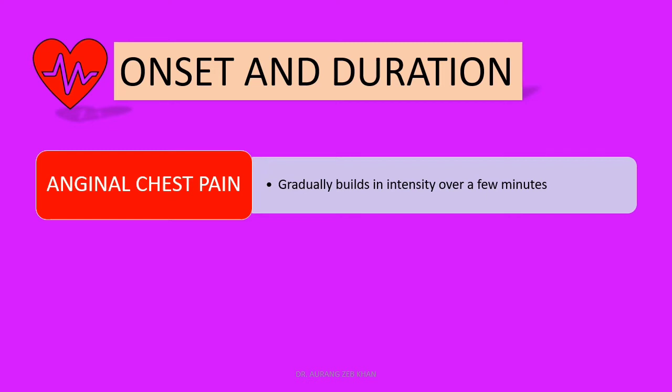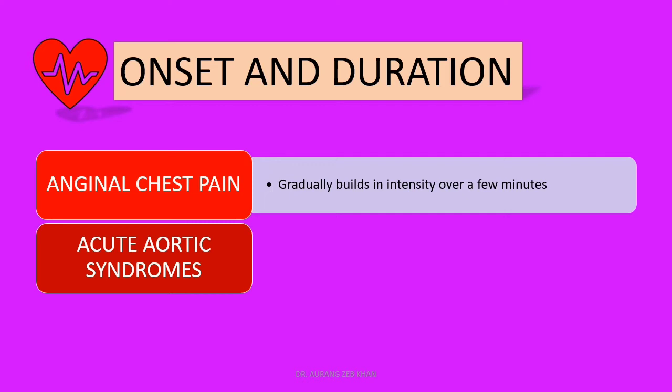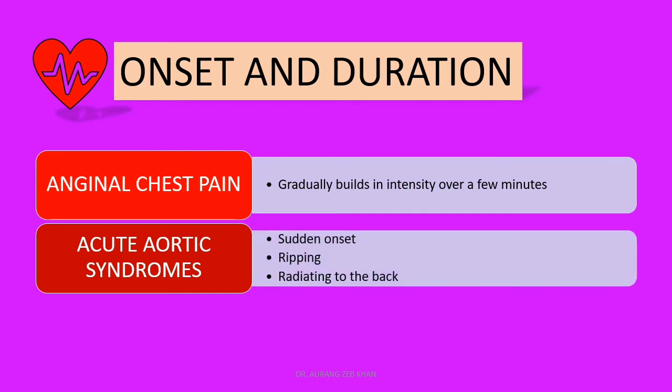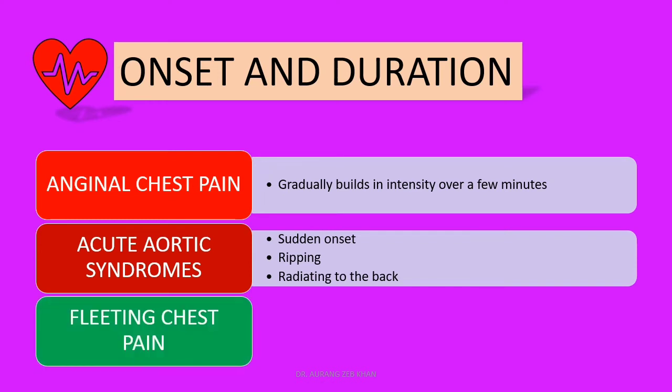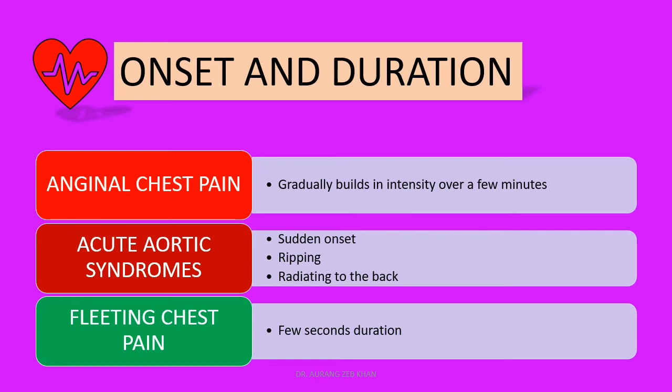Anginal chest pain and other anginal symptoms gradually build in intensity over a few minutes. However, if there is sudden onset of ripping chest pain with radiation to the upper or lower back, this is unlikely to be anginal and it is suspicious of an acute aortic syndrome. So any patient who presents with sudden onset ripping chest pain that is radiating to the back, acute aortic syndrome should be suspected. Fleeting chest pain, on the other hand, that is a pain of few seconds duration, is unlikely related to ischemic heart disease.